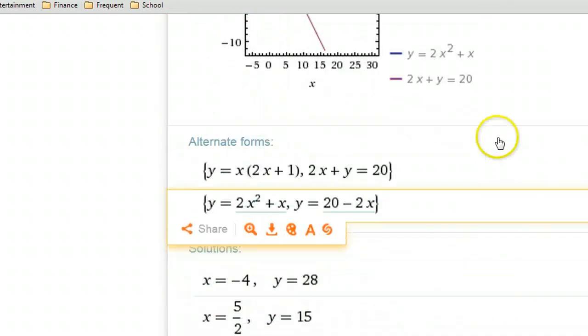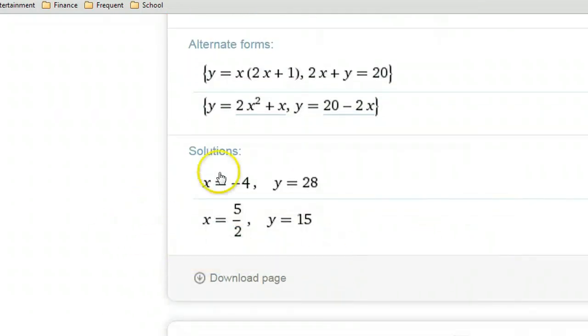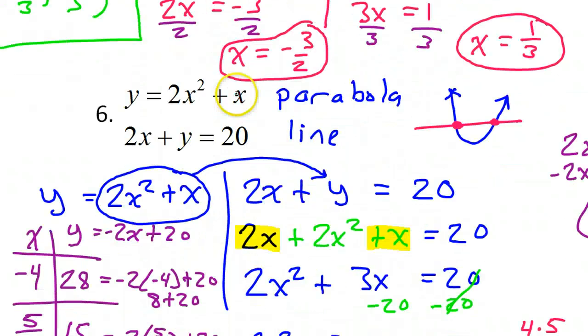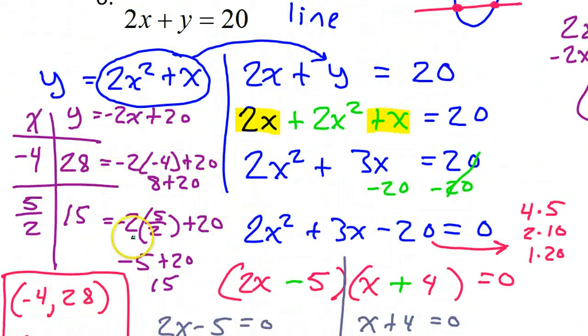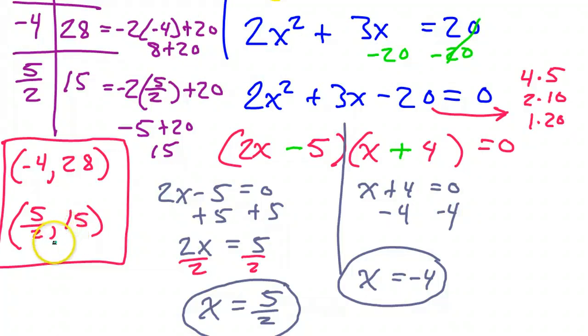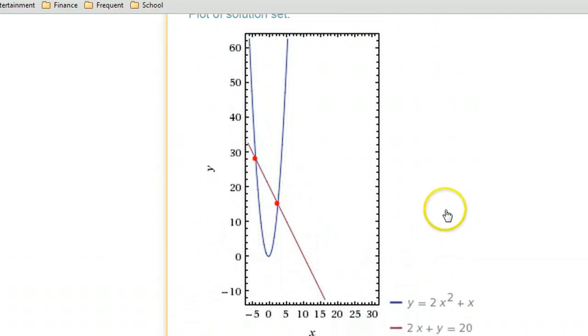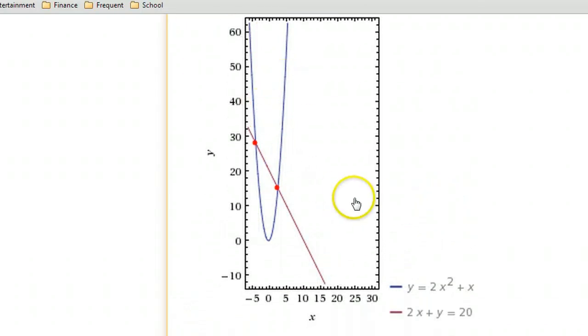And let's just double check the actual answers. So negative 4, 28, and 5/2, 15. That's exactly what we got. Alright guys, that is it for this lesson. I hope it was helpful to you. Let's take one more look at that lovely graph from Wolfram Alpha. I hope you're learning how to use Wolfram Alpha as well to check your answers and such. It will help you get some good connections as you go through your math journey.